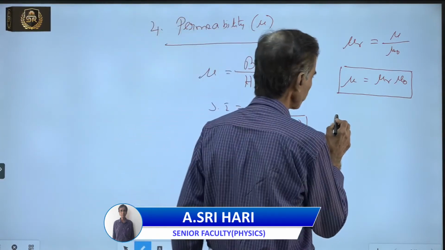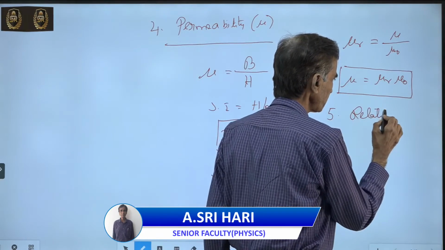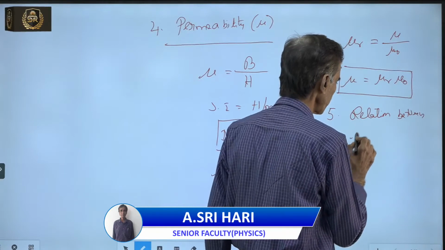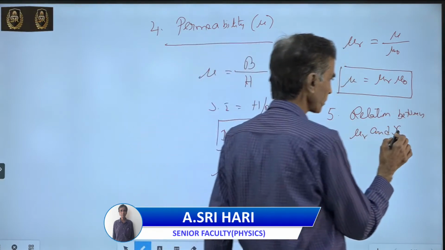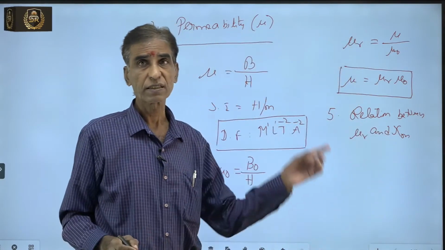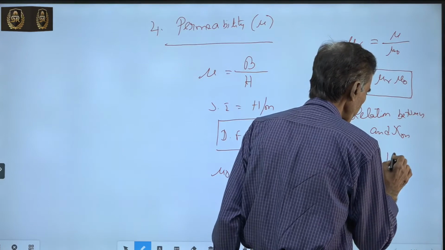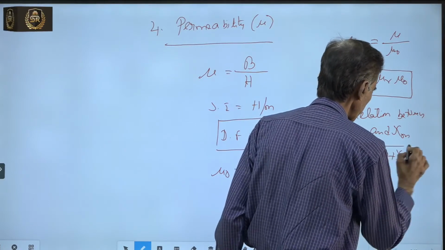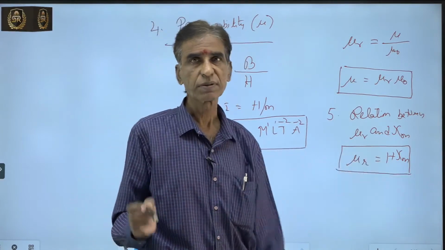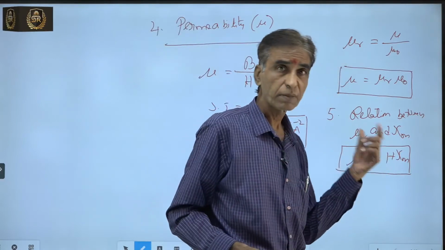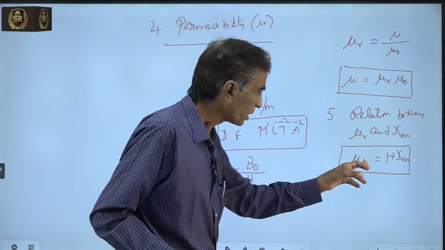Now, the last one which we often come across, that is the relation between mu r and xi m. This is very important for us, because most of the time they ask questions related to this formula. So, that relation is mu r is equal to 1 plus xi m. This is the relation between the relative permeability of the medium and the susceptibility of the magnetic material.